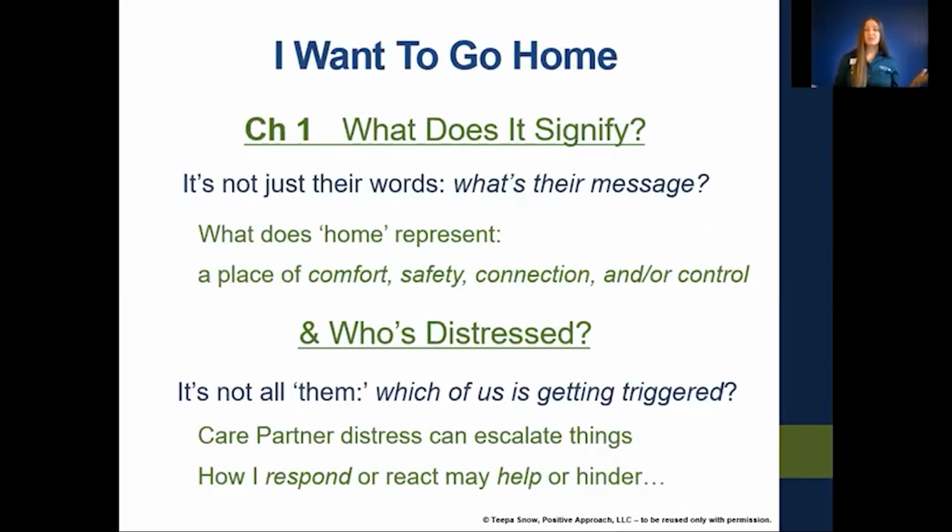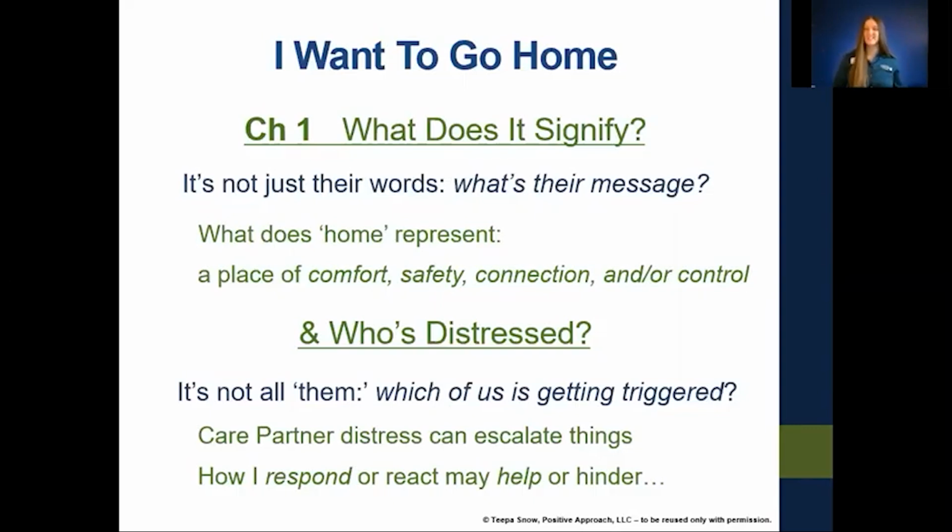So are they looking for comfort? Are they looking for that safety? Are they looking for more connection? Or could it be control? This isn't how I normally like to spend my time. It's too loud. It's too busy. Or.